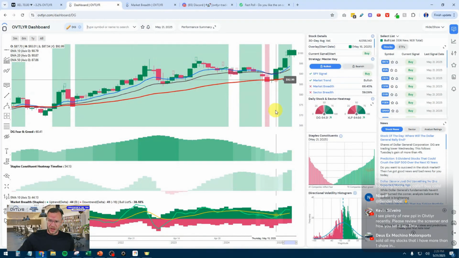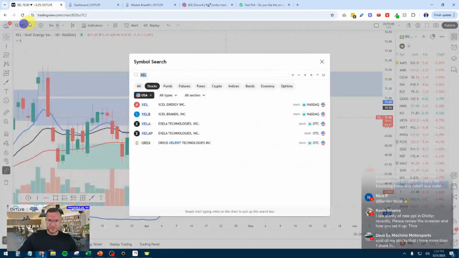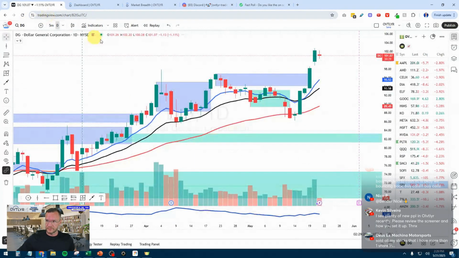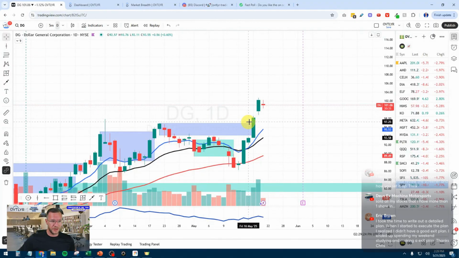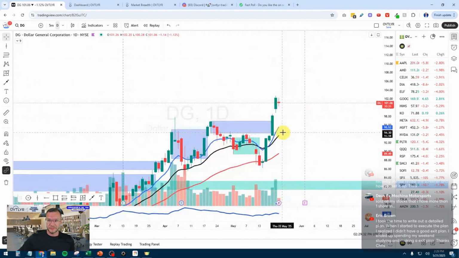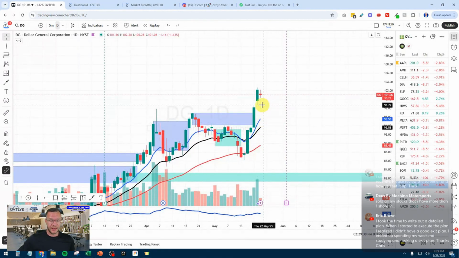So for Dollar General, let's look at the chart. I mean, it's looking beautiful. That's what you want to see. You want to see it closing above order blocks. You want to see it pushing higher. These moves pushing up higher are exactly what you want. So to me, I didn't trade it because it didn't fit my plan. But for you, it absolutely can.